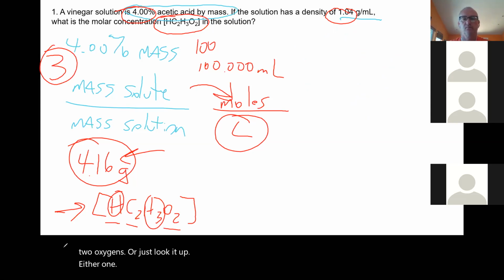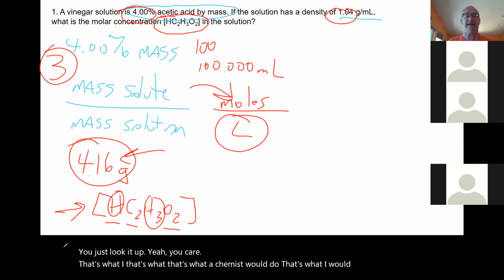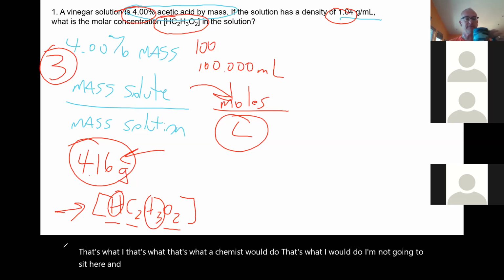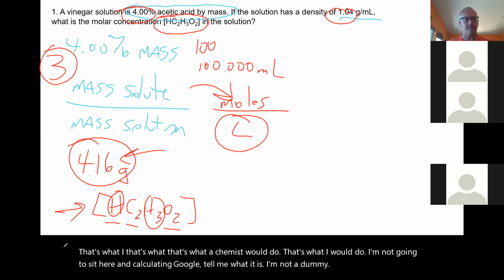So in a test, we'll most likely just solve it ourselves. Well, on a test, you're going to be doing it at home, right? Oh, okay. So you can just look it up. Yeah, you can. Duh. That's what a chemist would do. That's what I would do. I'm not going to sit here and calculate and let Google tell me what it is. I'm not a dummy.